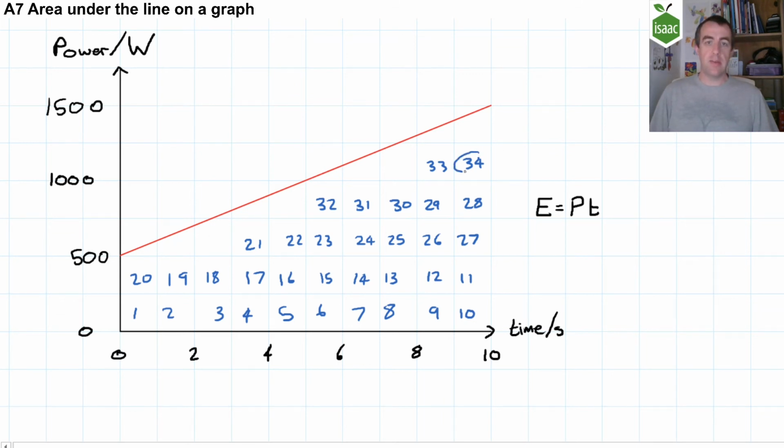So we're on 34. This is 34 and a half, 35, 35 and a half, 36, 36 and a half, 37, 37 and a half, 38, 38 and a half, 39, 39 and a half, 40. So this is 40 squares.